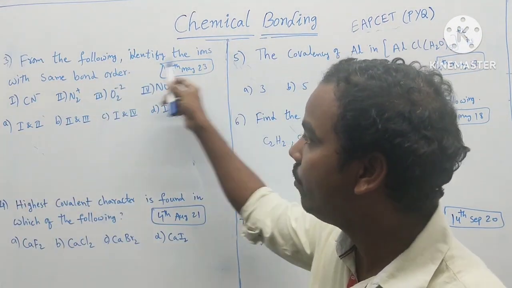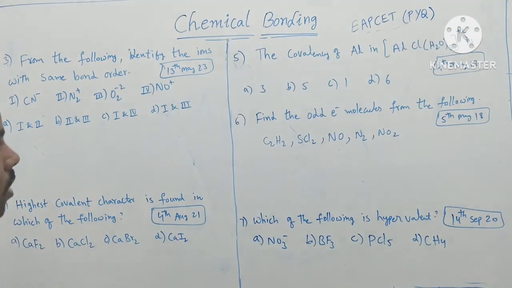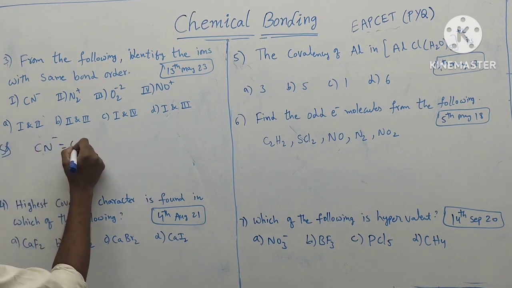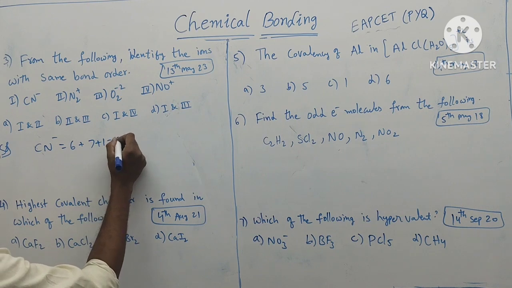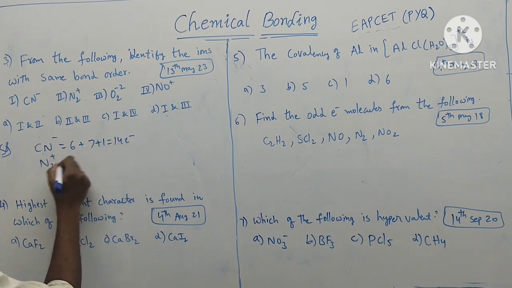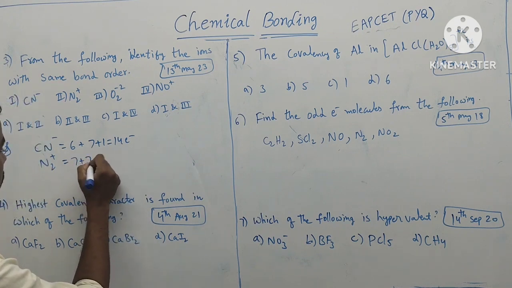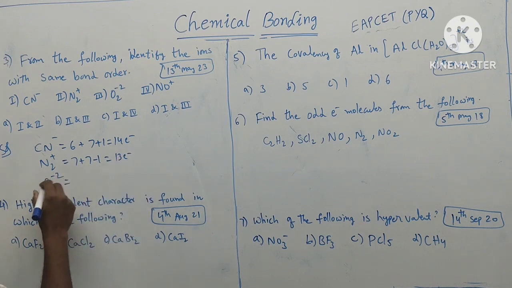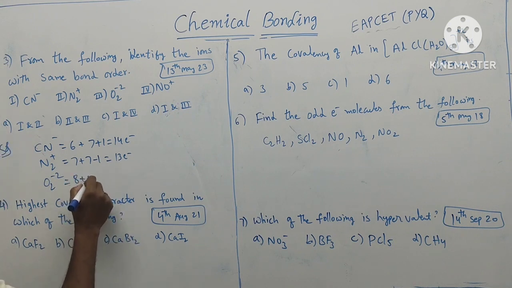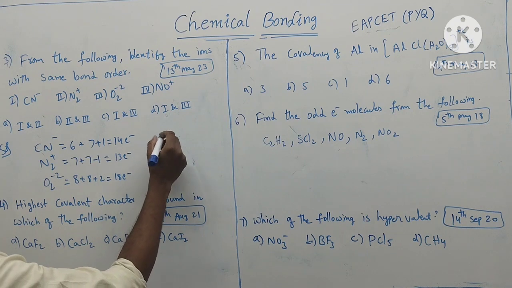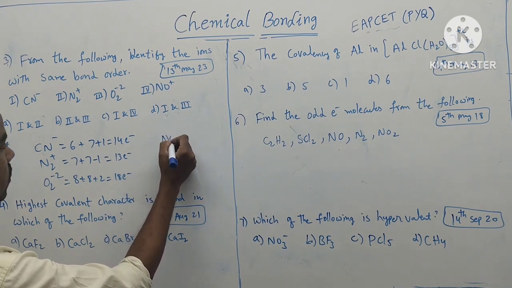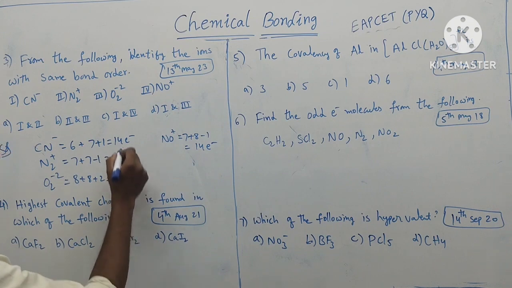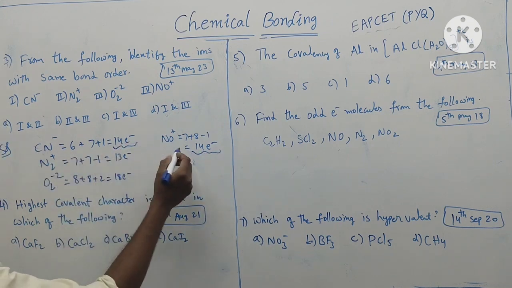The next question: identify the ions with the same bond order. Same bond order, we count electrons. CN minus means carbon 6 plus nitrogen 7 plus 1, 14 electrons. Next N2 plus: 7 plus 7 is 14, minus 1, 13 electrons. Next O2 minus 2: oxygen 8 plus 8, 16 plus 2, 18 electrons. Finally NO plus: nitrogen 7, oxygen 8, 15 minus 1, 14 electrons. So these two have the same bond order: CN minus and NO plus.